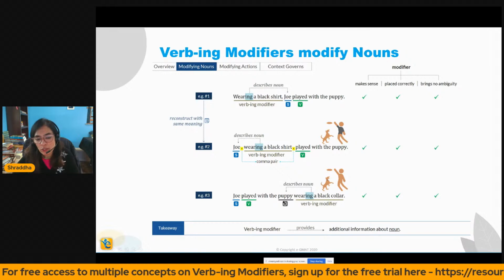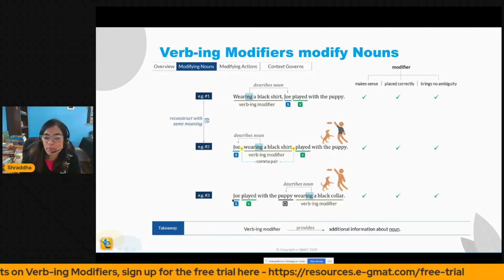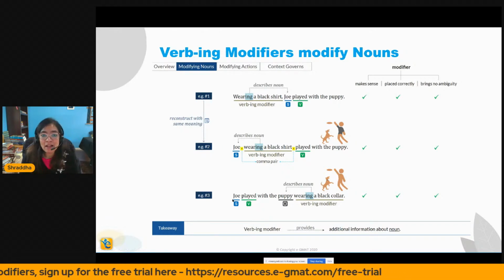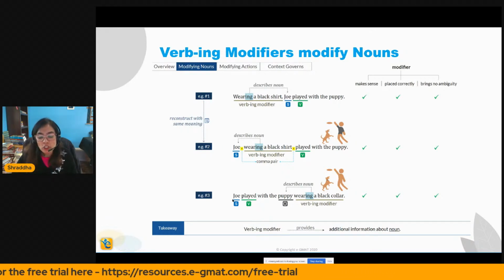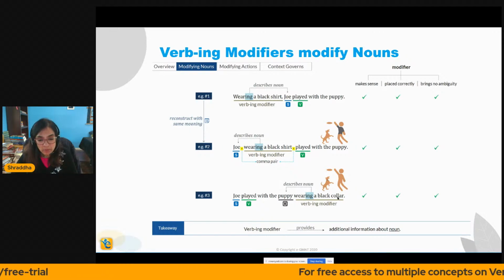Now, what if we want to talk about, or let's read the sentence first. "Joe played with the puppy wearing a black collar," right? So, the moment we use the word collar over here, we understand that we use collars for pets, right?